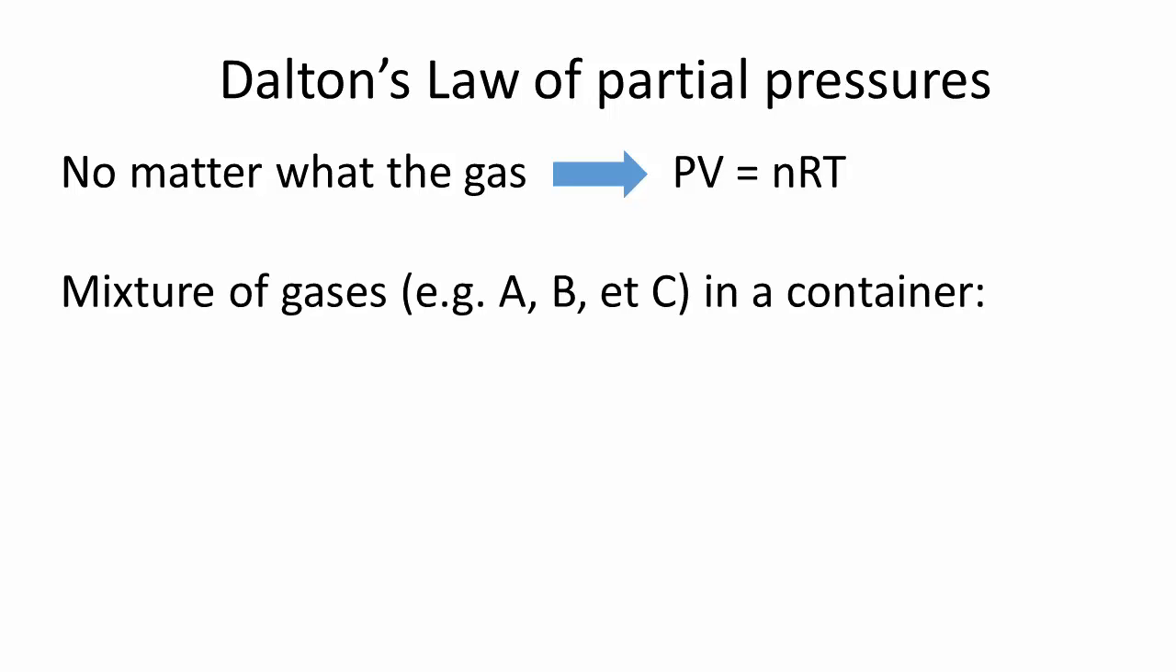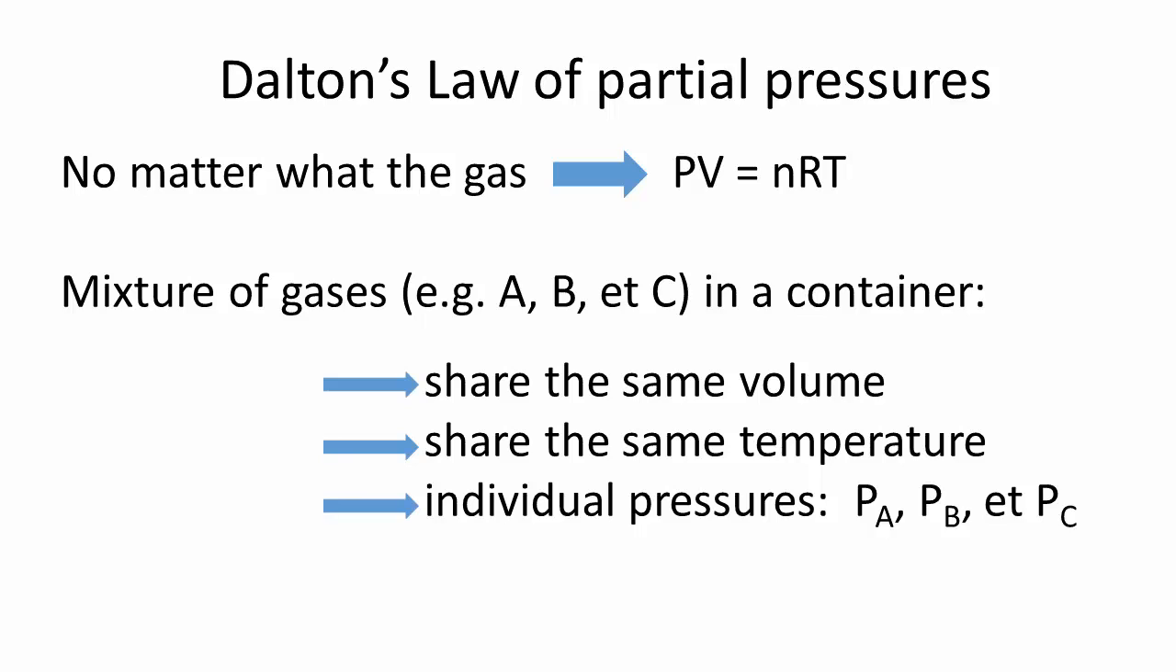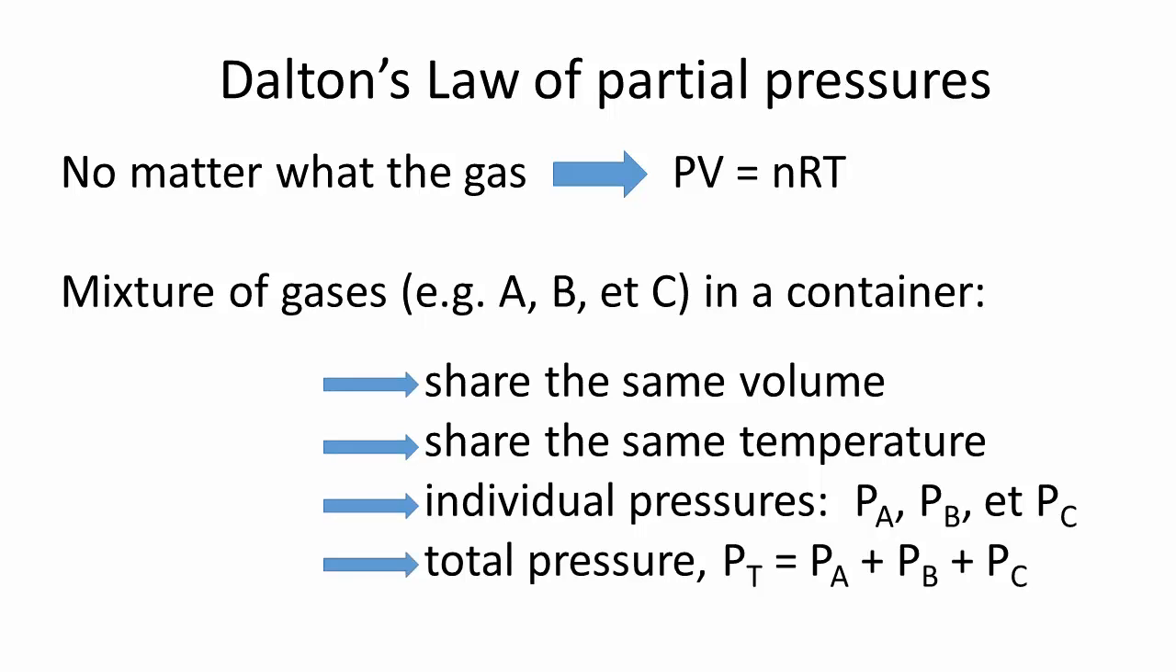Assume we have a mixture of gases, A, B, and C. All three substances occupy the whole container. In other words, all three gases share the same volume. The same can be said for the temperature. All three gases share the same temperature. However, the pressures are additive. Each gas is said to have its own partial pressure, the pressure it would exert if it were alone in the container. The total pressure is just the sum of the partial pressures.